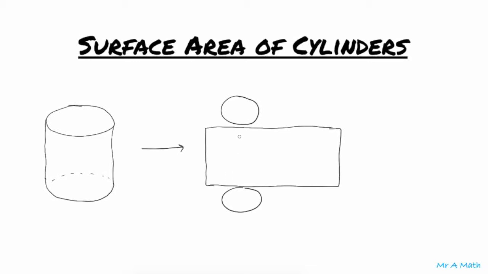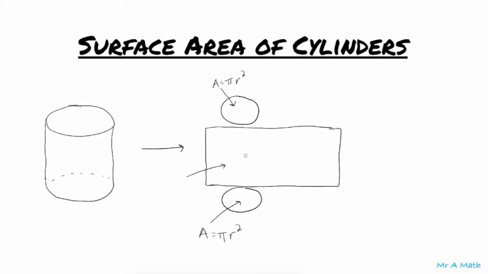And so if I want to find the surface area of this cylinder, what I need to do is find, number one, the area of the circle on the top, the area of the circle on the bottom, and then lastly, the area of this rectangle. And so the question is, well, what is the area formula of a circle? Well, that's pi times radius squared. So that's going to be the same for the bottom circle.